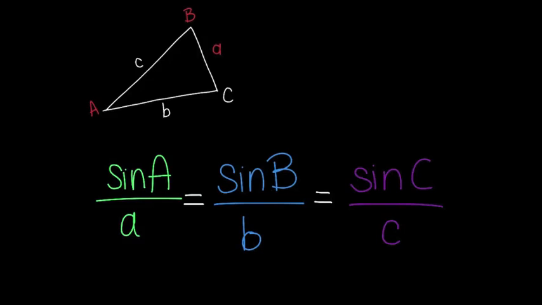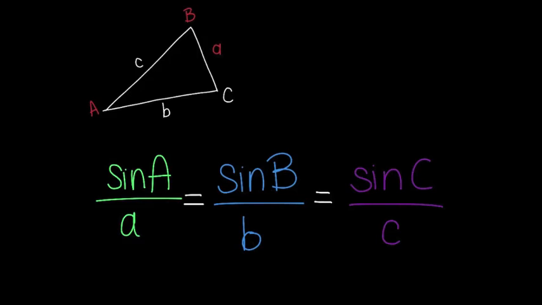In order to fully solve this triangle, you could first find angle C by subtracting the sum of A and B from 180. You can find side B by plugging in these three variables and then cross multiplying and then dividing both sides by sine of A.